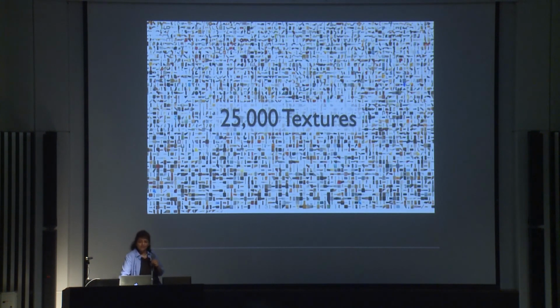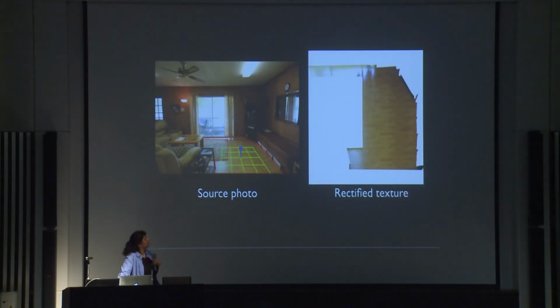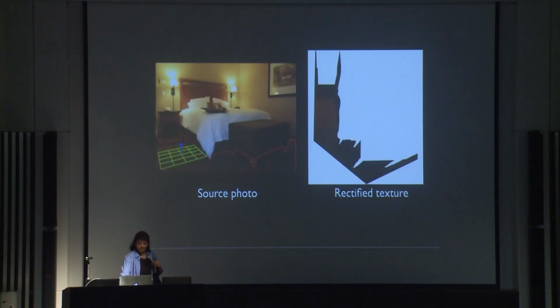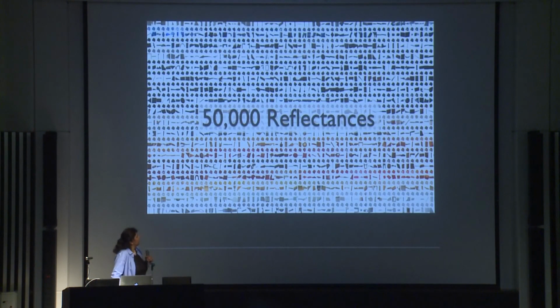We have about 25,000 textures right now. And here are examples, and you can see on the left is a source photo, on the right is a rectified texture, and you can see it's pretty parallel, it looks pretty good, looks like it's rectified. Same here, these are ugly images, but they show you that the rectification works. And then finally, we had about 50,000 reflectances.